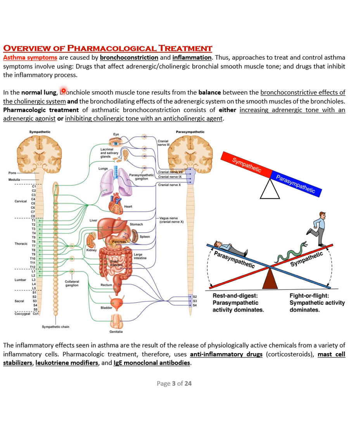Let's have an overview of the pharmacological methods used in treating asthma and COPD. First of all, the symptoms of asthma are caused by bronchoconstriction and inflammation, and therefore it would make sense, of course, to treat each of these symptoms. So normally, in the normal lung, you will have a balance between the bronchoconstriction effect from the cholinergic system.